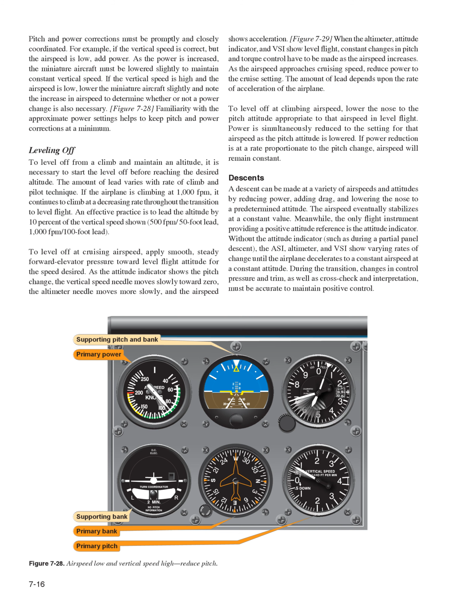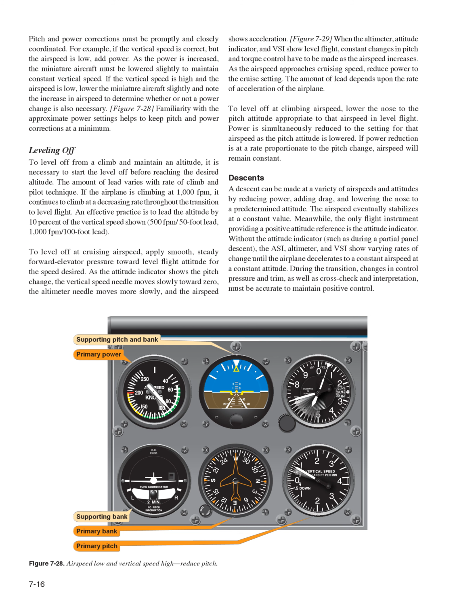To level off at cruising airspeed, apply smooth, steady forward elevator pressure toward level flight attitude for the speed desired. As the attitude indicator shows the pitch change, the vertical speed needle moves slowly toward zero, the altimeter needle moves more slowly, and the airspeed shows acceleration. Figure 729. When the altimeter, attitude indicator, and VSI show level flight, constant changes in pitch and torque control have to be made as the airspeed increases. As the airspeed approaches cruising speed, reduce power to the cruise setting. The amount of lead depends upon the rate of acceleration of the airplane.